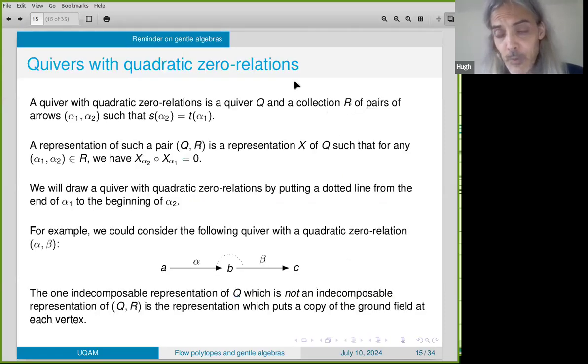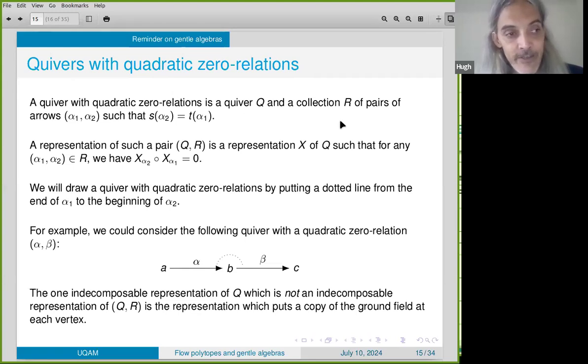I'm going to try to do a quick intro to gentle algebras for those who haven't seen them before. It may be a little bit too fast, but the idea is that they're quivers with relations that have some special kind of conditions and some particularly nice properties, and we can understand their representation theory particularly well. So the setting really is quivers with quadratic zero relations.